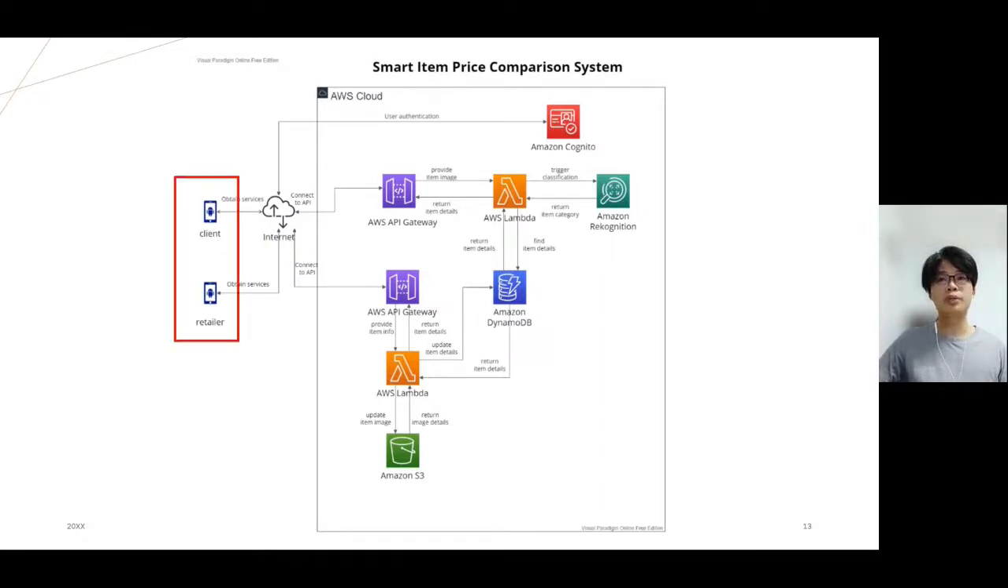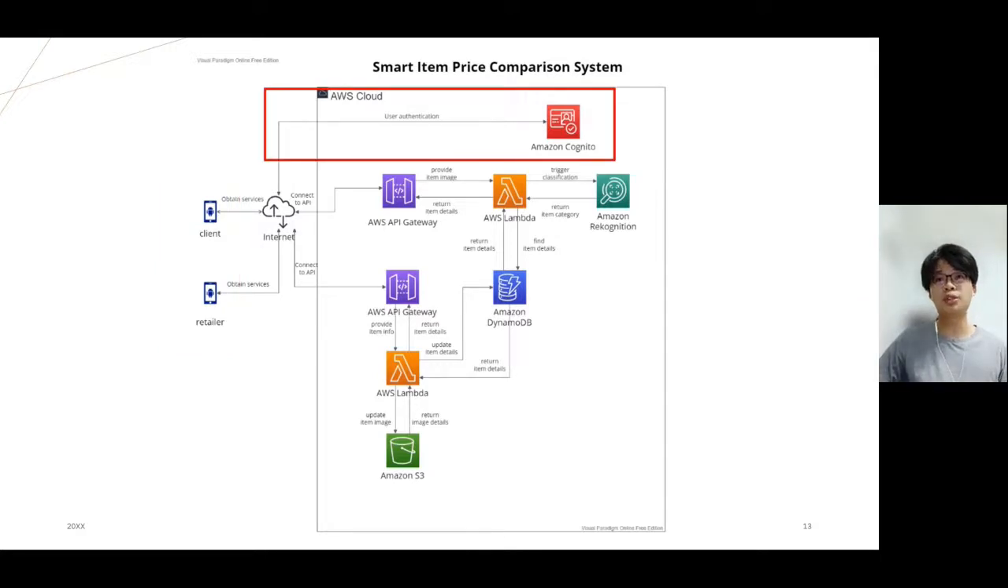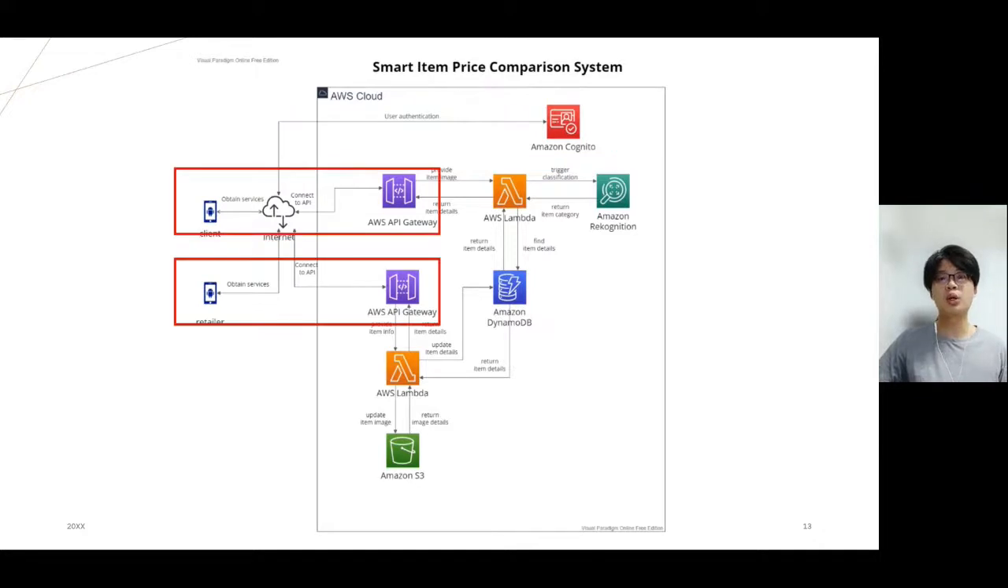First of all, there will be two types of user inside our system. The first one will be the client and the other one will be the retailer. Before both of them can access our system, they first need to perform user authentication inside our Amazon Cognito service. Then after that, they can obtain the service via our API gateway that has been set up in our system.